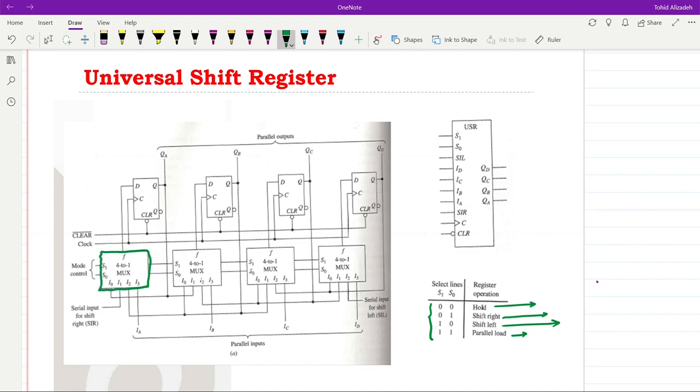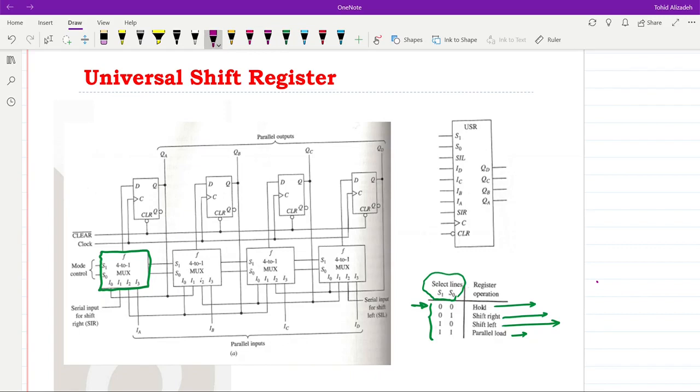So for each bit position, we are using a 4-to-1 line multiplexer. They receive 4 inputs and they have 1 output, and they are also controlled using these 2 select lines, S1 and S0. So based on the values of S1 and S0, one operation will be performed. We can check them one by one. When we have 0, 0 for S1 and S0, let us see what happens.